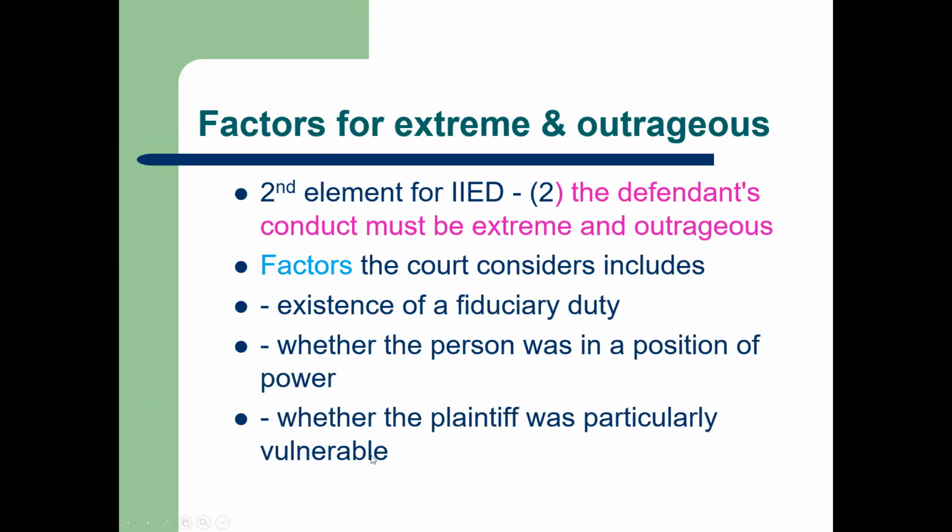So let me give you an example. Let's say a stranger on the street wants to claim that I caused them intentional infliction of emotional distress. And what they point to as my extreme and outrageous conduct towards them was I said that they were not very smart. Well, in looking at the factors for extreme and outrageous, if there's no existence of fiduciary duty, if I'm not in a position of power, if I'm not aware that the plaintiff was particularly vulnerable, then they're probably not going to be successful in establishing that element.